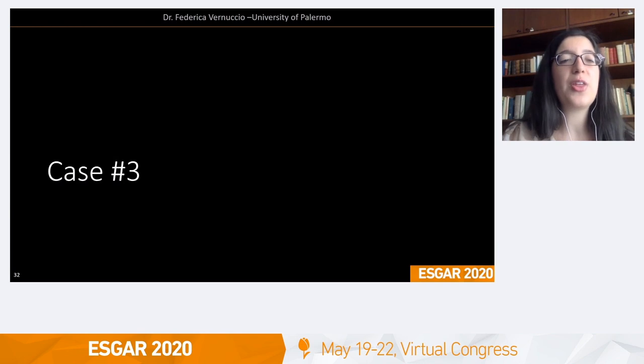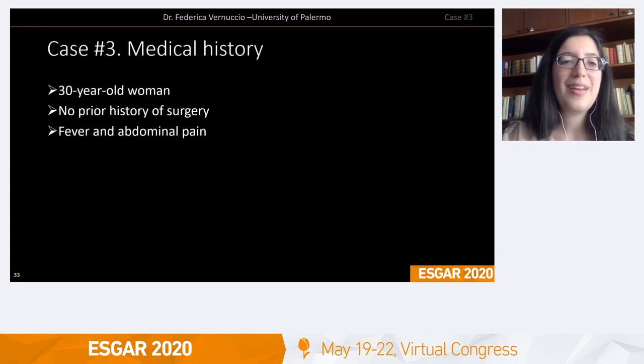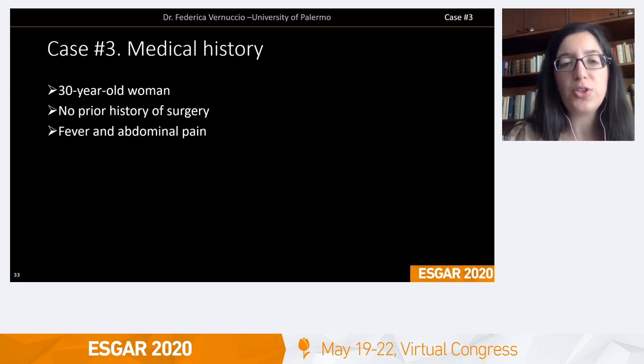And now let's move to the third and last case for my session. For the third case, we have a 30-year-old woman. For the first of the three cases, no oncologic patient. This time, no history of surgery, no oncology, nothing related to oncology in the medical history. And the patient complains of fever and abdominal pain.